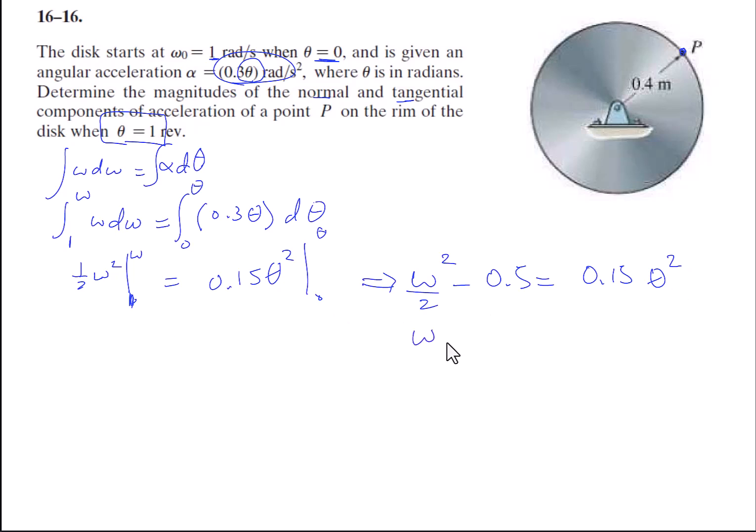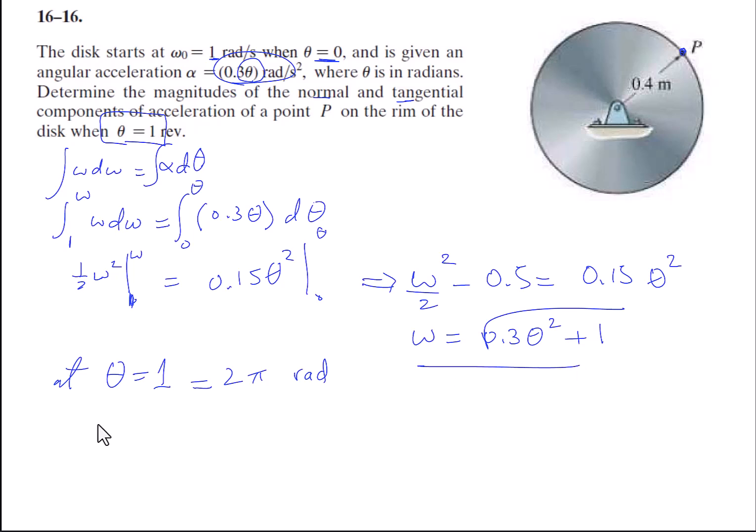which is omega is equal to the square root of 0.3 theta squared plus 1, and the half became 1. So at a given theta of 1 revolution, this is 2 pi in radians. You evaluate this expression and you get that omega is 3.584 radians per second.